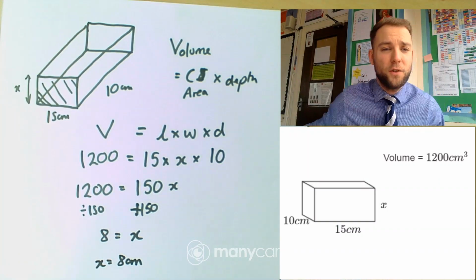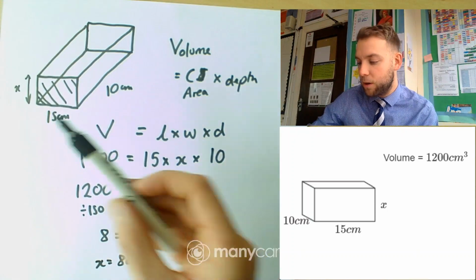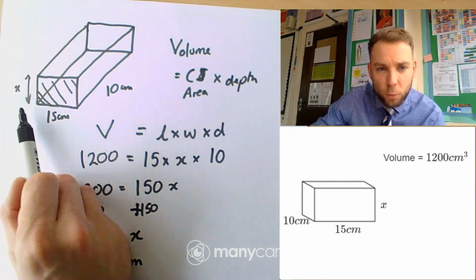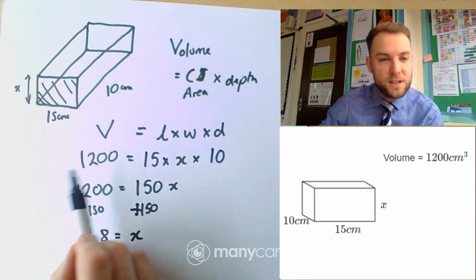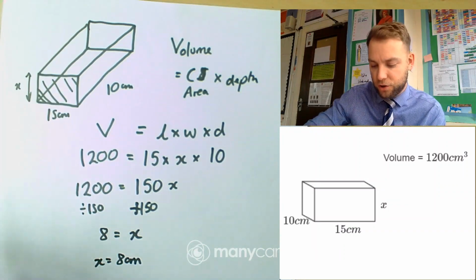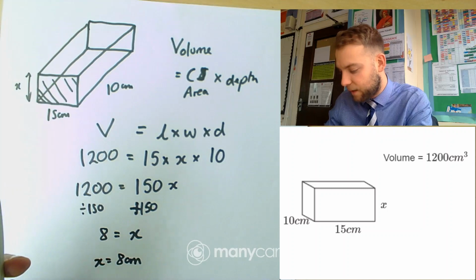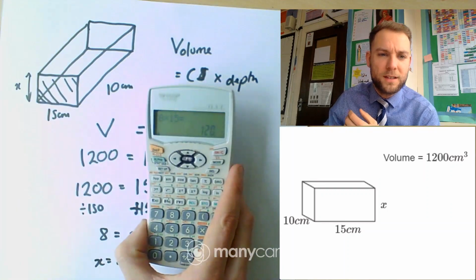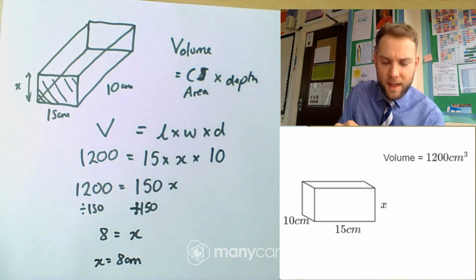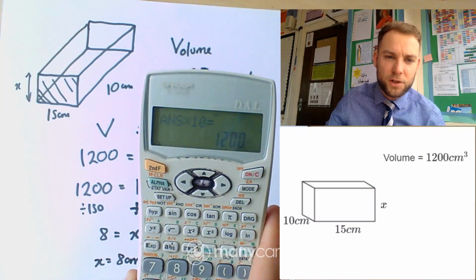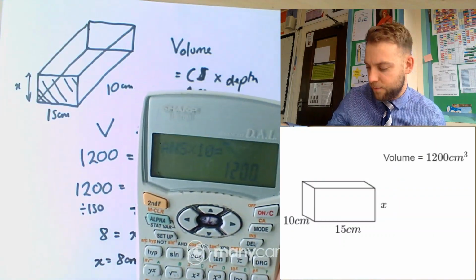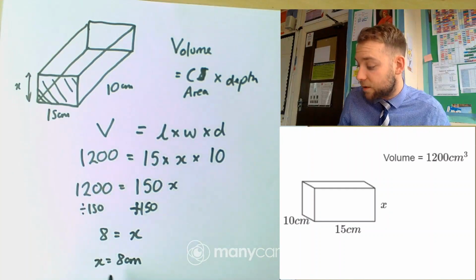And you can check that if you want. How can I check that? Well, if you put 8 into there, you can work back to see if the volume is this 1,200. So you could do the cross-sectional area, which is 8 times by 15, which is 120. And then times that by the depth, which is 10, which takes you back to the full volume, which is 1,200. Notice that I've put the units on this as well.